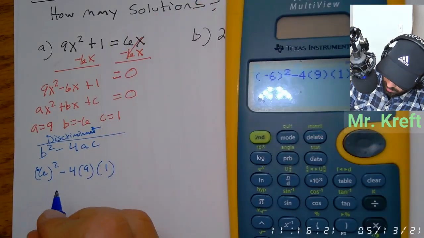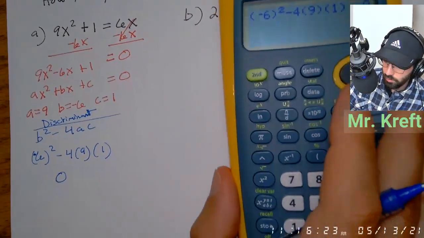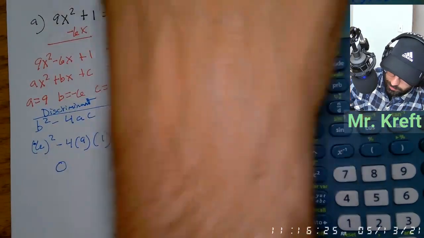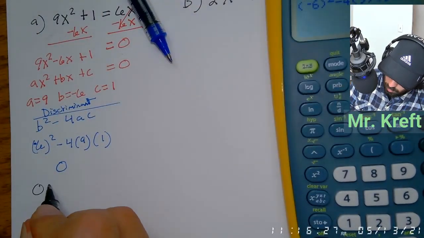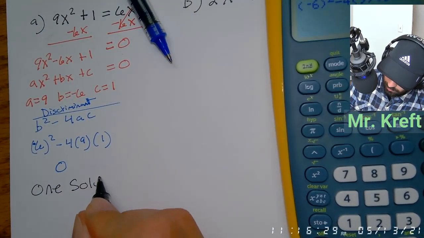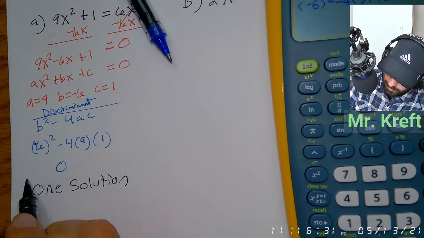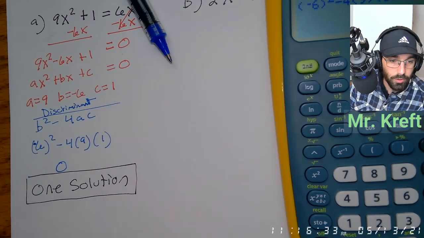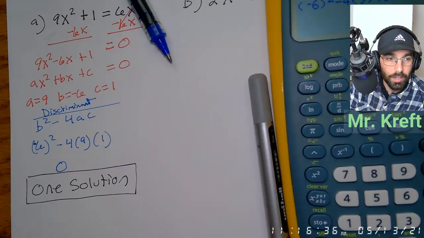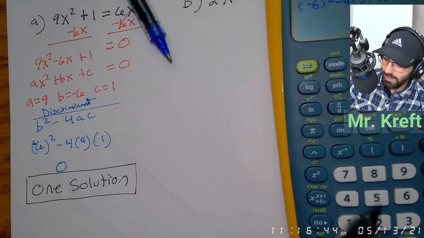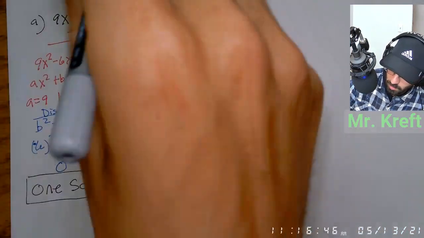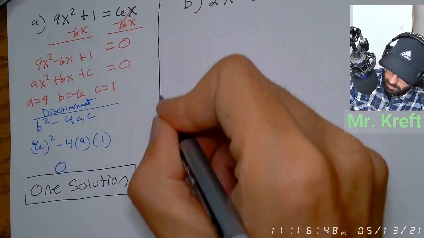And I get 0. So if it's 0, how many solutions do we get? If it's 0, that is 1 solution. It's not positive, it's not negative, it's 0. That means there's going to be 1 solution. One love, one life, right? 1 solution, 1 life. There we go.